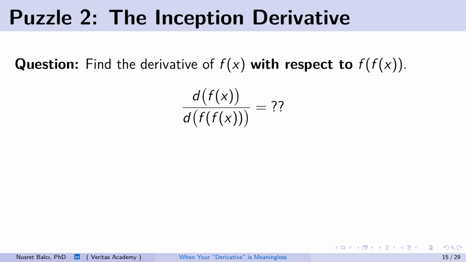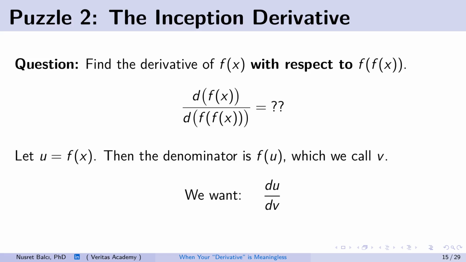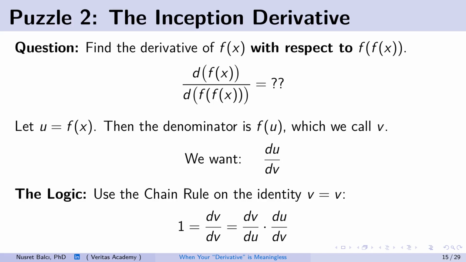Here is a harder one. Puzzle 2. Find the derivative of f of x with respect to f of f of x. This looks like a notation nightmare, but we can wake up from the nightmare using substitution. Let u equal the numerator, f of x, then the denominator is just f of u, which we call v. We are looking for du over dv.